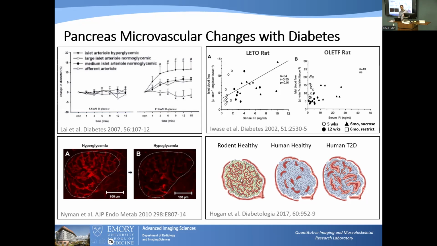But what I want to point out is that rodents and humans are, of course, quite different in terms of the way their islets and their vasculature are arranged. You notice in this cartoon on the bottom right that the distribution of capillaries is more tortuous, with greater density than in humans. Since we can't do any of these complicated invasive studies in humans, we have a limited amount of information about how their vasculature is responding in the presence of elevated or lower blood sugar.